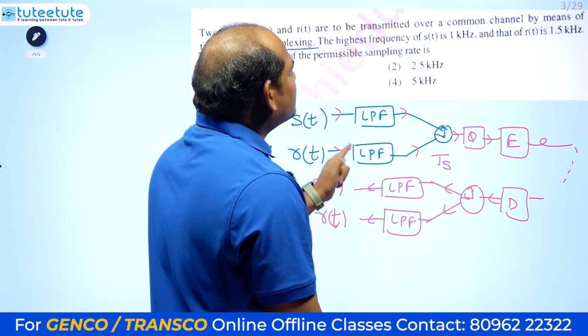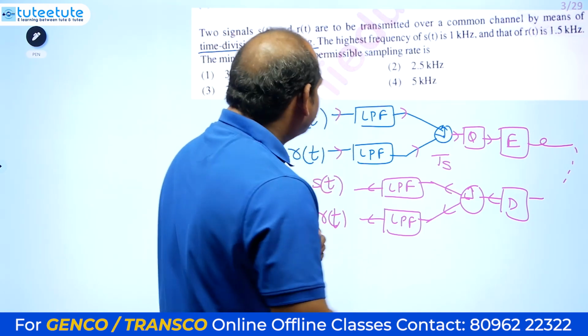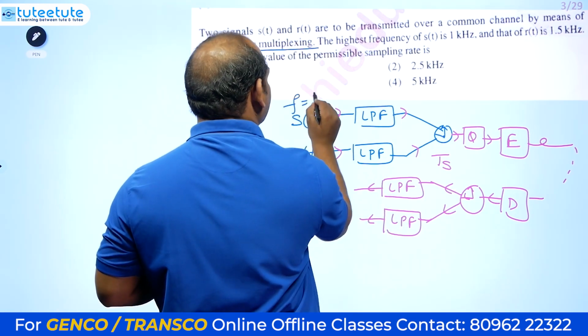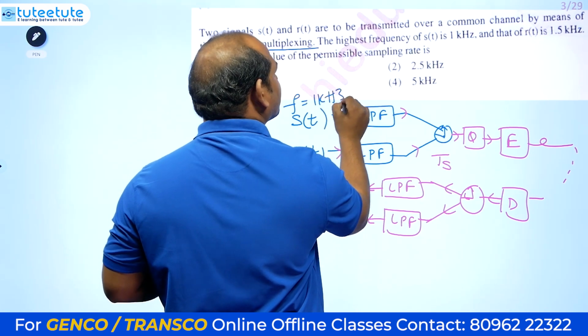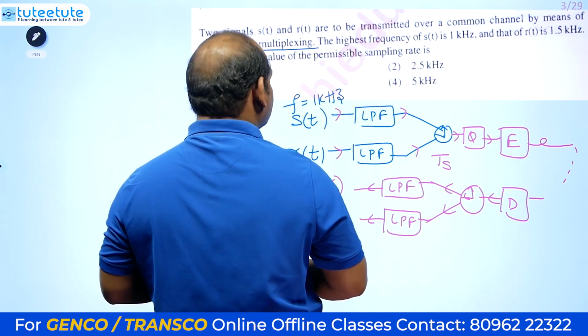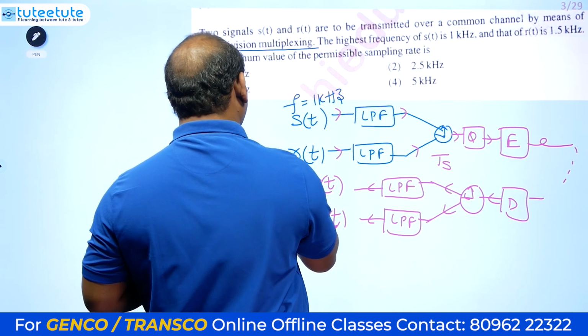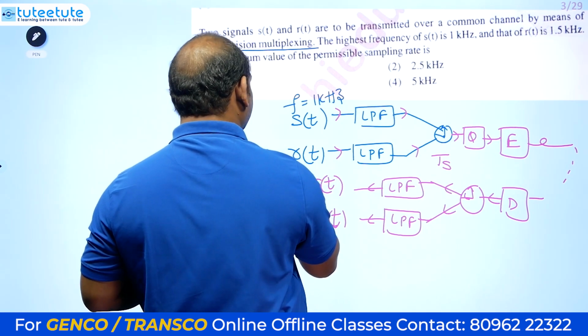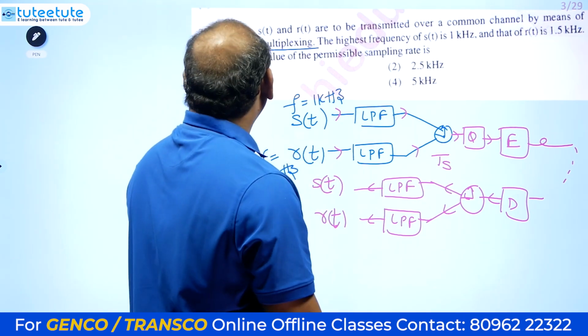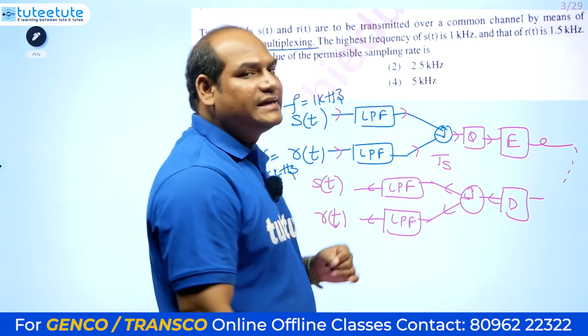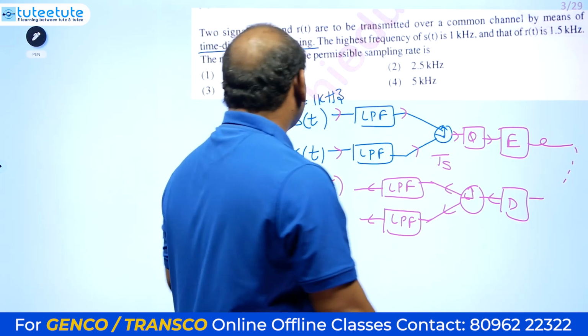The highest frequency of S of t is 1 kHz. That of R of t is 1.5 kHz. The minimum value of the permissible sampling rate is? That is what they are asking.